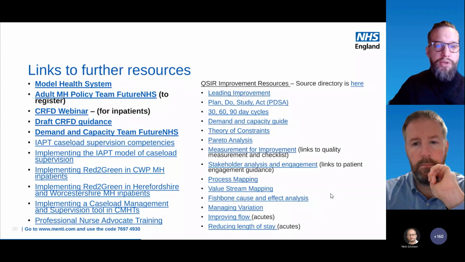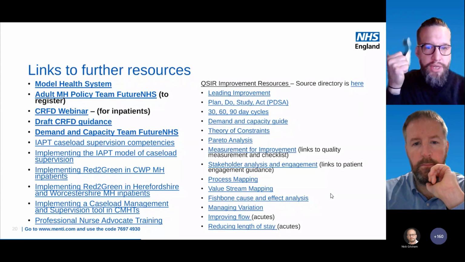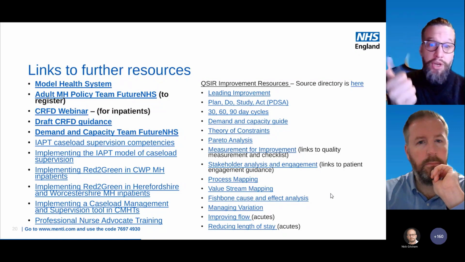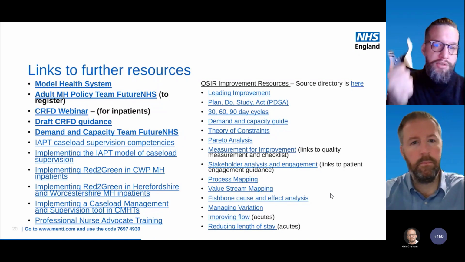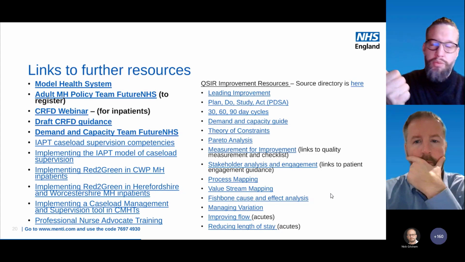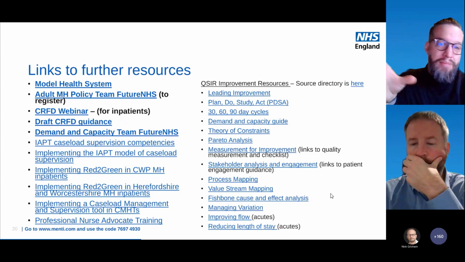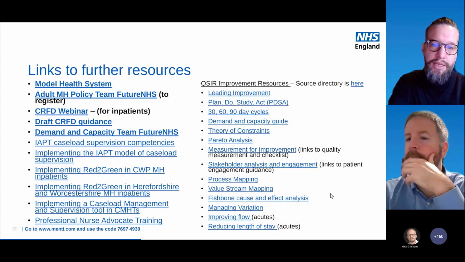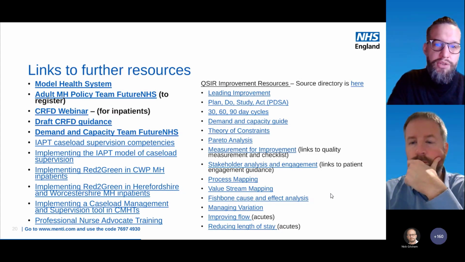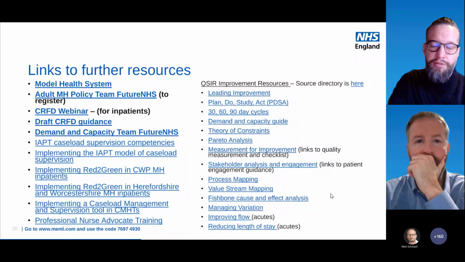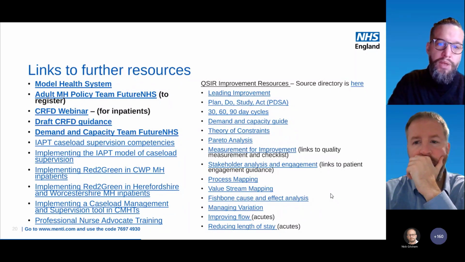So again, just wanted to signpost to some things here. First of all, you're going to hear later in the programme about Model Health System data. We've put a lot of work into working with the Model Health System team to redevelop the way that the metrics are in there and the way that they work and the way they're collected over the last few years. So please do sign up for Model Health System if you haven't, because it will give you a lot of the data that you are going to need for some of this stuff.